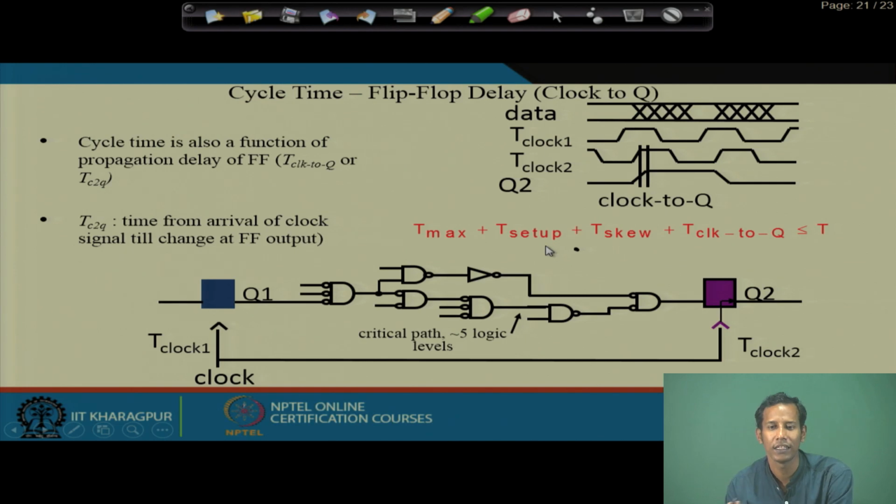In generic digital circuits we may not consider all of this, but in digital IC design we have to consider each of these terms, otherwise the circuit may not work after fabrication. Okay.